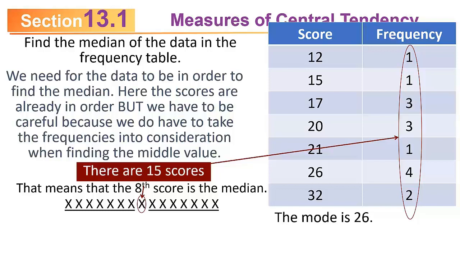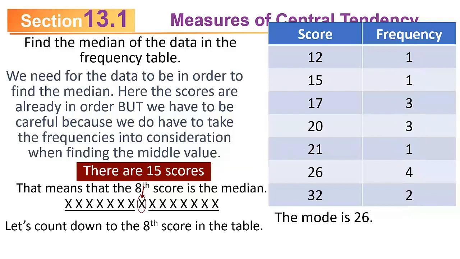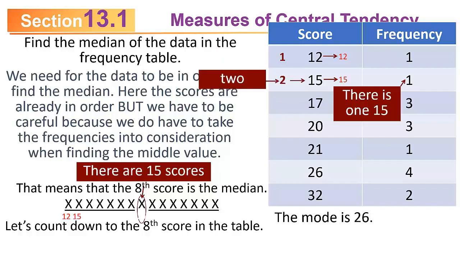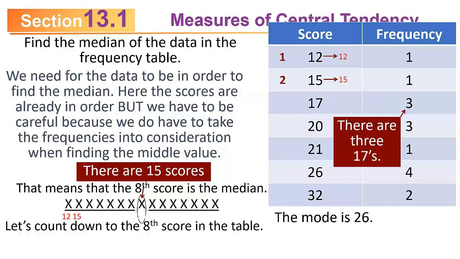So what's the best way to find the median? Assuming that the table gives the numbers from smallest to largest, like this one does, I would just start at the top and count. 12, that's 1. There's only one of them. If you go to 15, there's only one. So 12, then 15, that's 2 things. Then you move down to 17. There are 3 of those. So the 3rd number in the list is 17. The 4th number in the list is 17, and the 5th number in the list is 17.